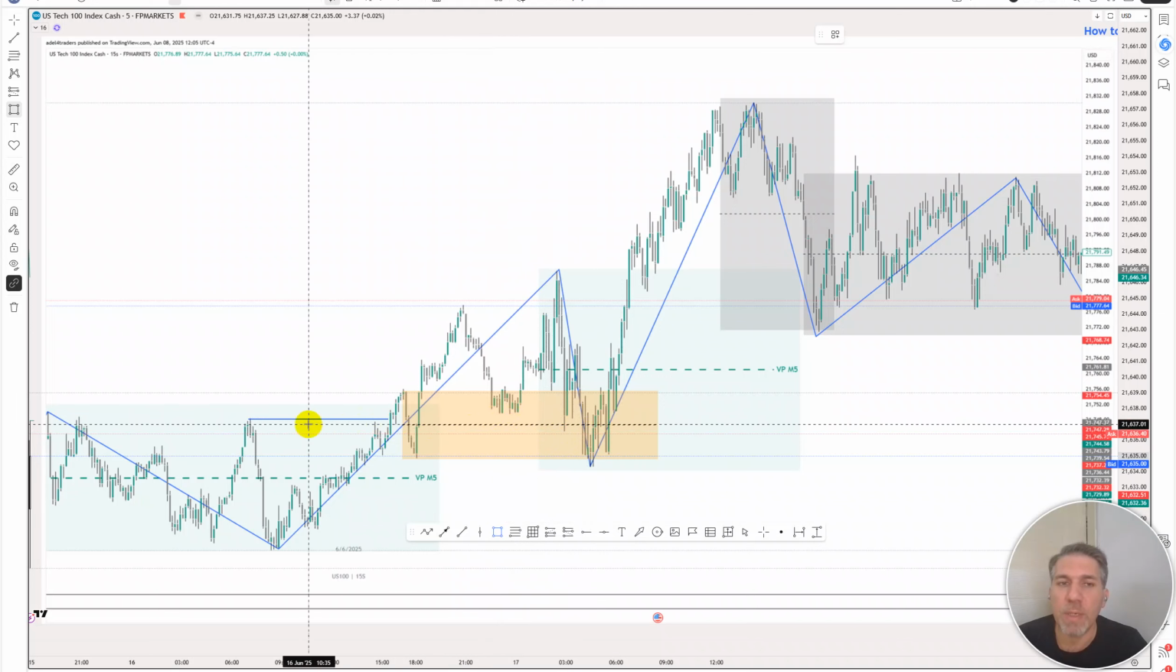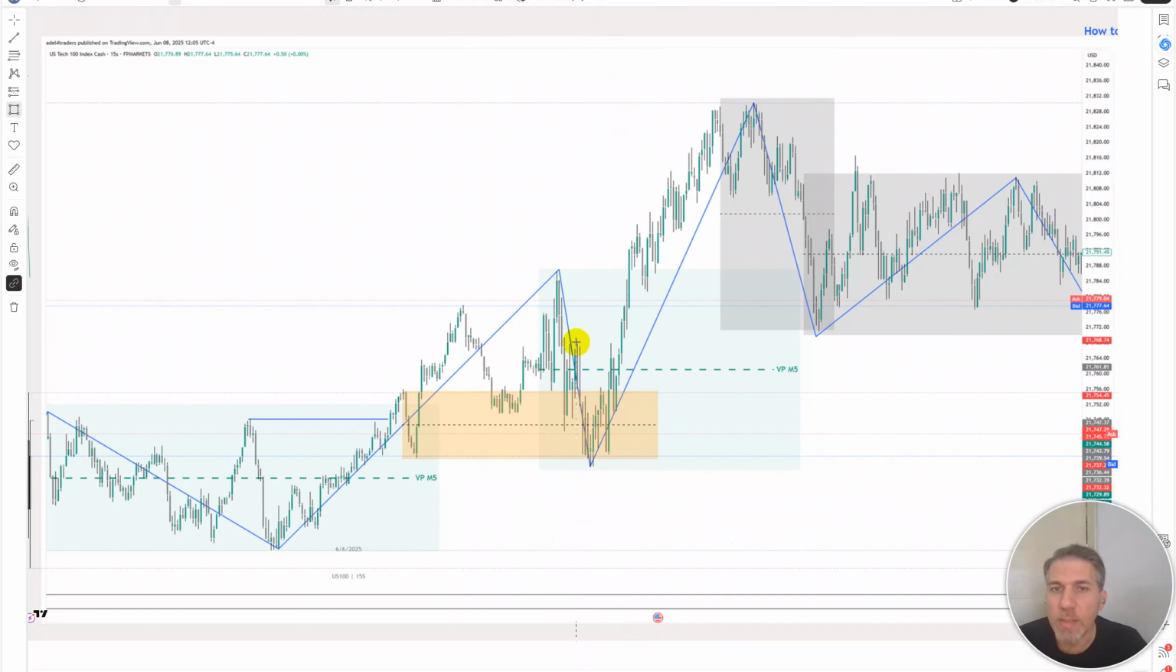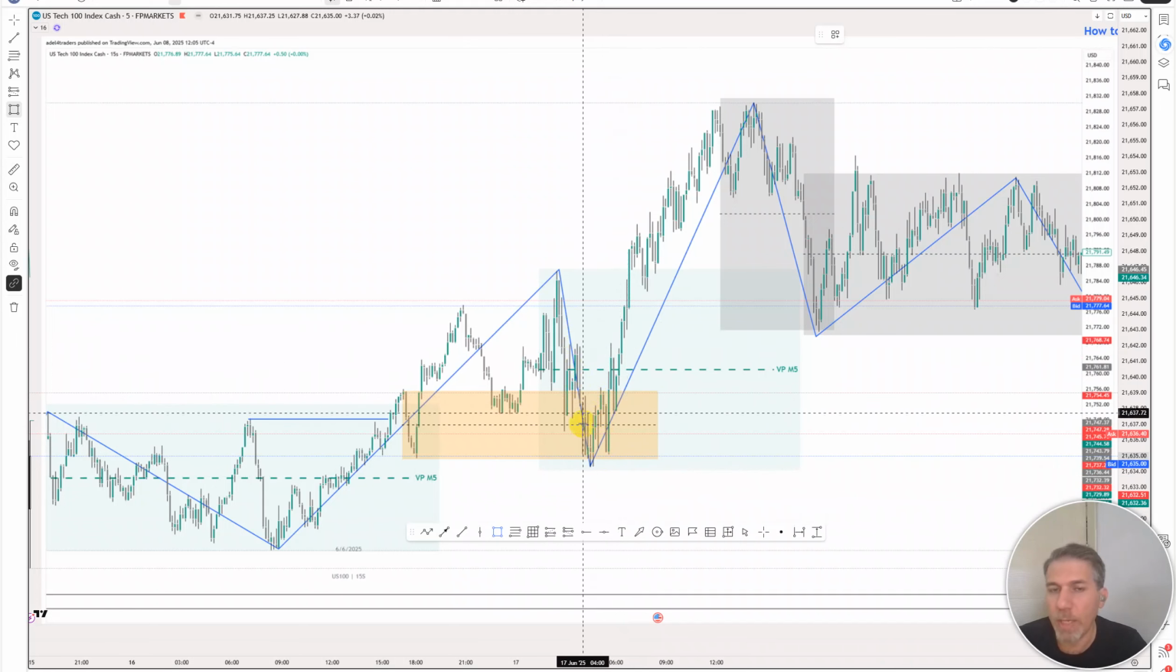This is our first FTR zone. As you see here, we had this first one. Now if we move to the second one, we have a lower low here in this swing. You could take this one or this one. It doesn't matter.